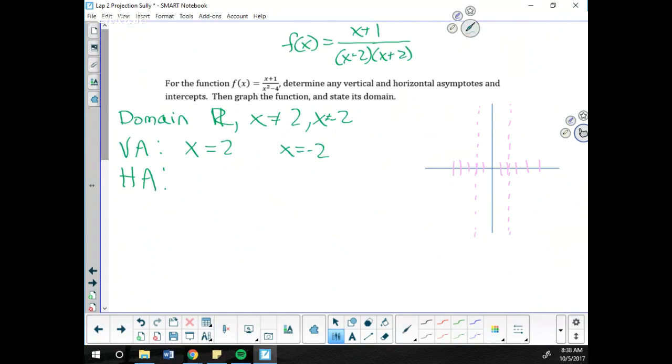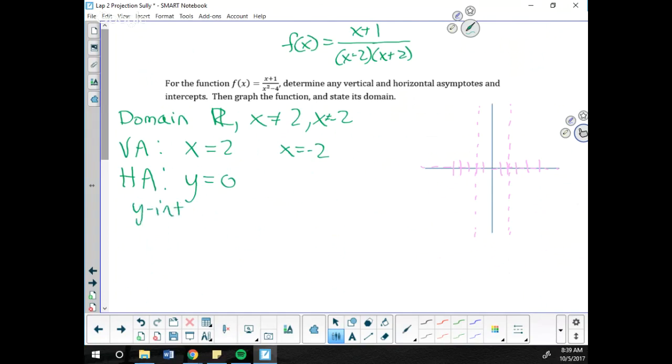Horizontal asymptote. What's the degree of the top? 1. What's the degree of the bottom? 2. So since the top is smaller than the bottom, our asymptote is 0. So y equals 0 again is our horizontal asymptote. All right. We have our horizontal and vertical asymptotes. Without looking back, what is the next thing we want to find? Intercepts.